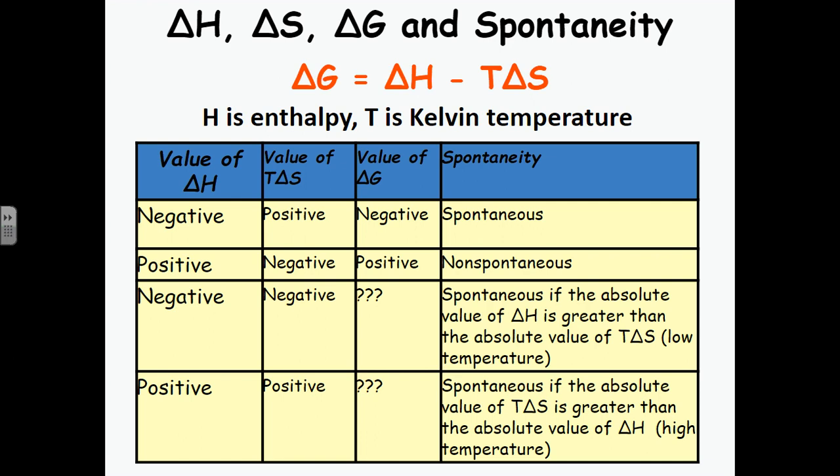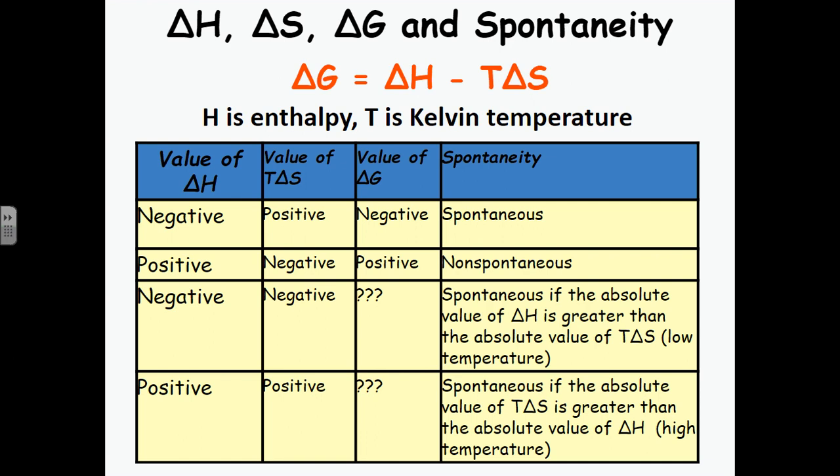Now, how does this happen? Well, if you have the combination of math, you're looking at delta H that's negative, and then you have a positive value for your T delta S. And so that makes it spontaneous just off math principles.